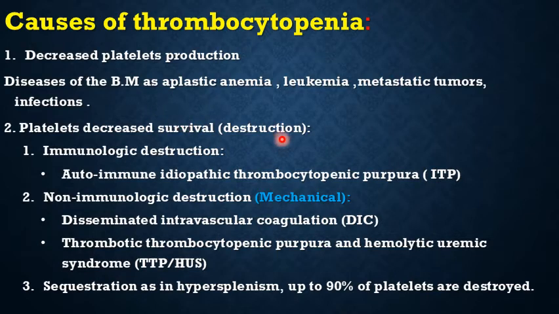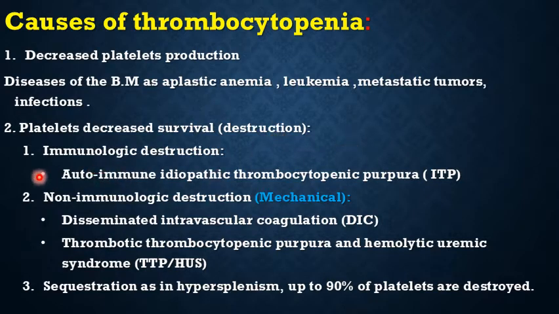Sometimes the production is fair. There is no problem in the production, but the problem is in the destruction of the platelet out of the bone marrow. What does that mean? That the factory is working and it produces platelets, but there is something wrong in the circulation or elsewhere in the body.